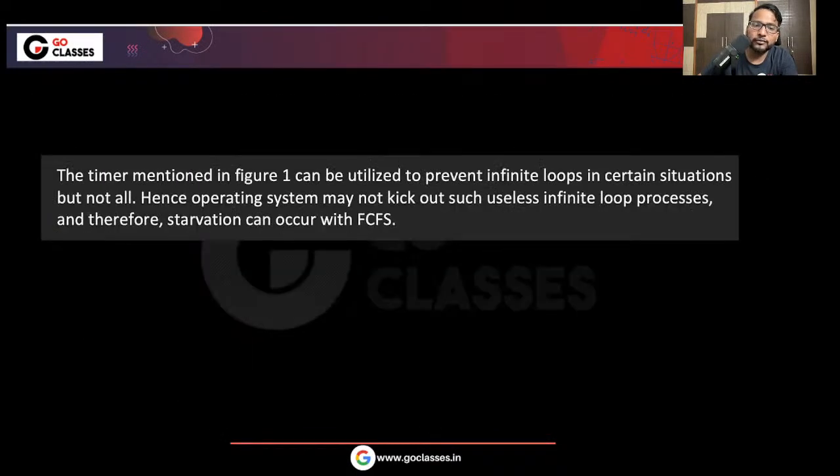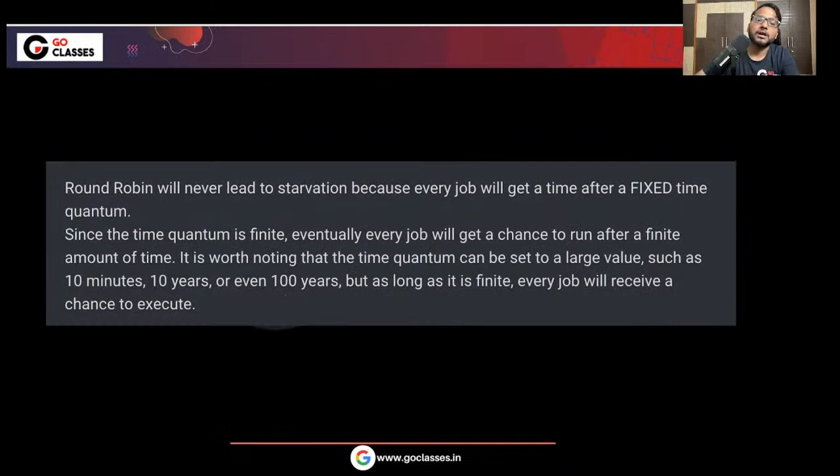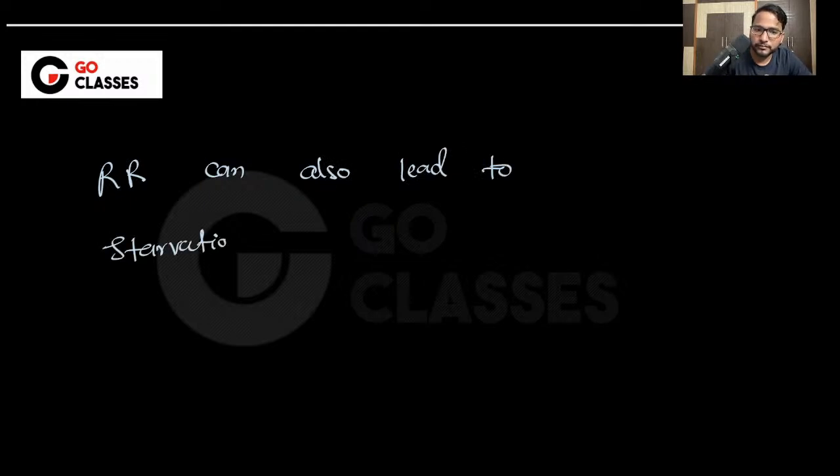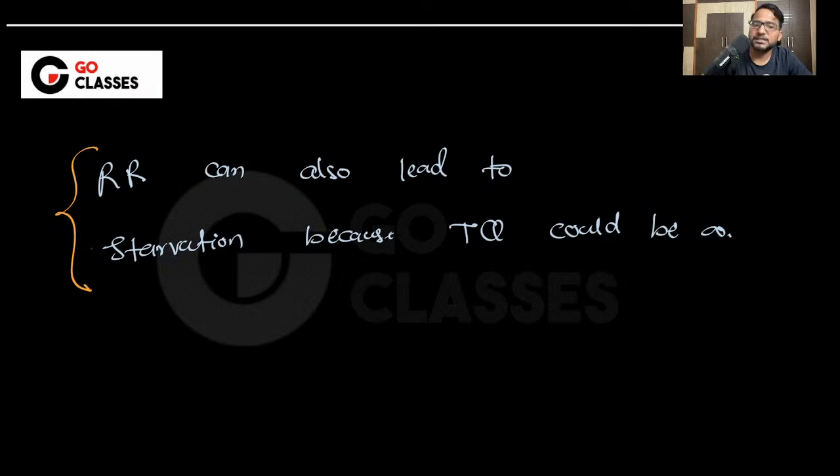Now, just one last thing. Some people are saying that round robin may also lead to starvation because the time counter could be infinite. Do you think it is the correct argument? See, the time counter is a variable, right? You will have a variable t or something.